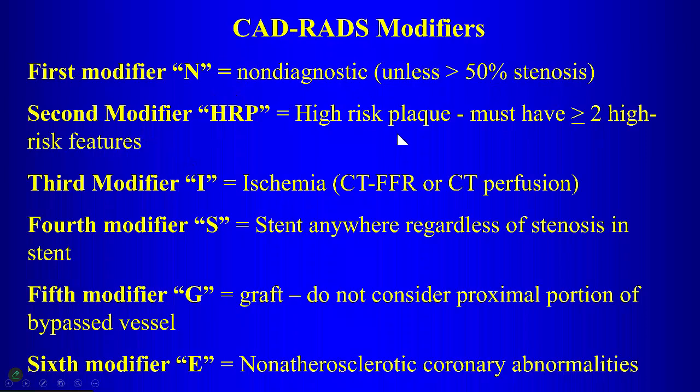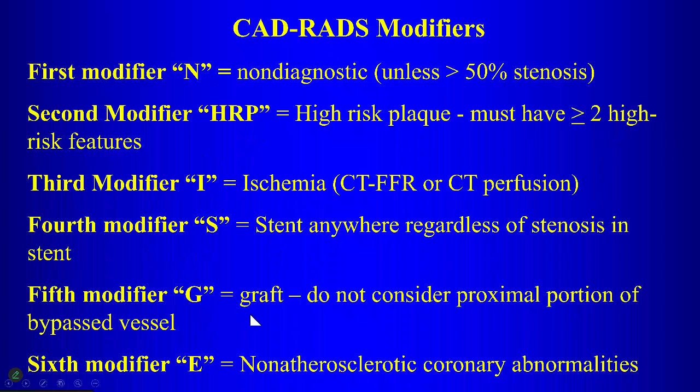Second modifier, high-risk plaque. We'll talk about what the features are, but you have to have greater than or equal to 2 high-risk features to be able to use the modifier high-risk plaque, saying that there is a high-risk plaque. Your third modifier is I, so that talks about ischemia, and we'll talk about what the criteria are to say that there is ischemia. Fourth modifier, S, if there's a stent anywhere, regardless of stenosis within the stent.